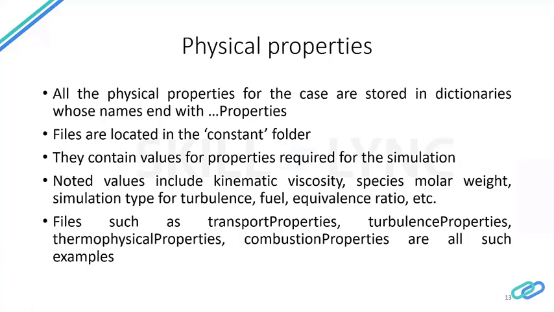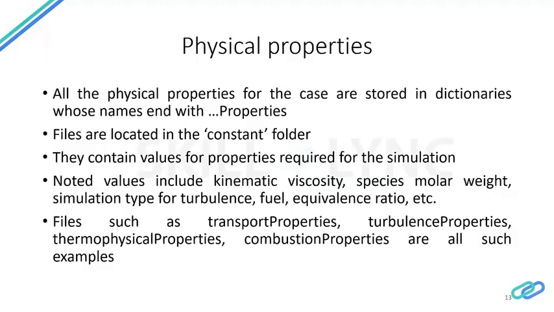Properties such as viscosity, turbulence properties such as defining the turbulence model, combustion properties such as species molar weight, fuel type, equivalence ratio, etc. are all examples of physical properties. In OpenFOAM, these physical properties are stored in dictionaries, which are named properties or whose names end with properties. These files are located in the constant folder.